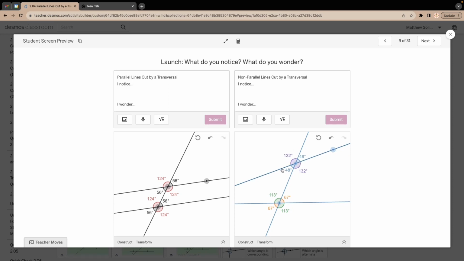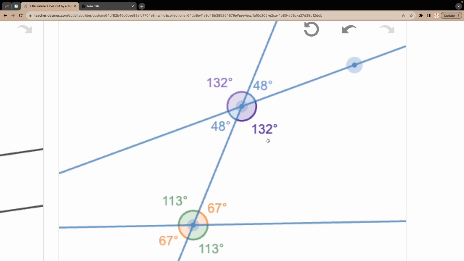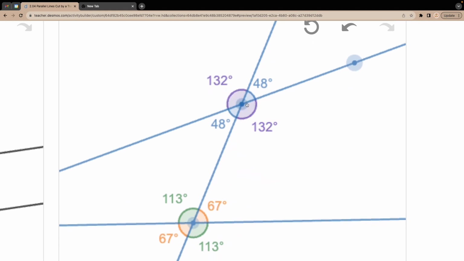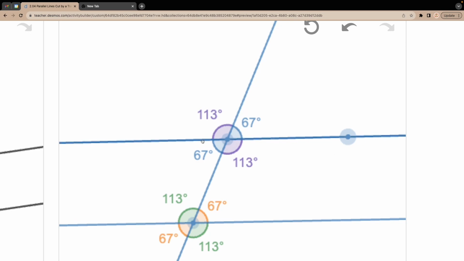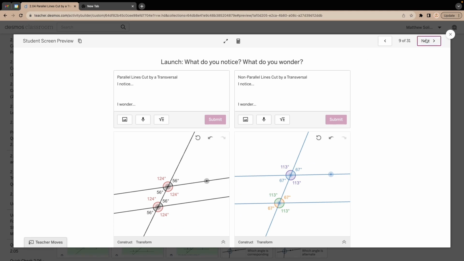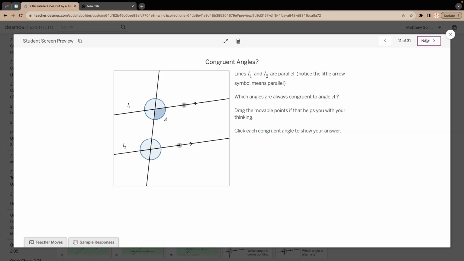If they're not parallel, the angles do not match up, right? They are not equal, right? We got 132, 132. The vertical angles are equal, but they're not equal down here. The only way to have all those angles match up is to get your lines parallel. Ooh, now my lines are parallel. My angles match up. All right, so did a quick partner practice.